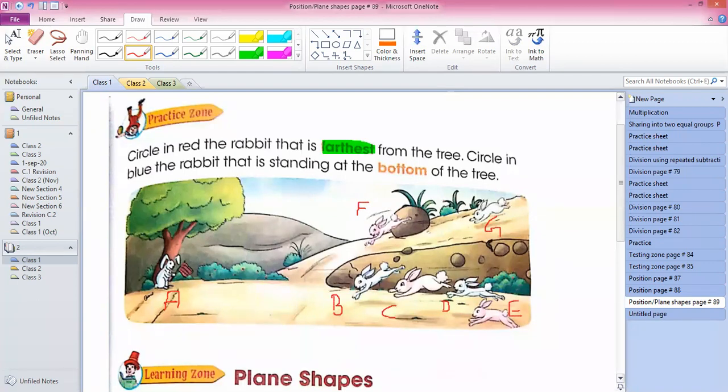Okay, now you have to tell me which rabbit is very, very far from the tree. This is the tree. Okay, look at this tree and check which is very, very far. You can see this one, or this one, or this one. Check and tell me in the chat box which rabbit is very far.